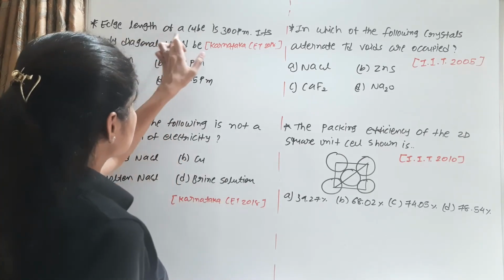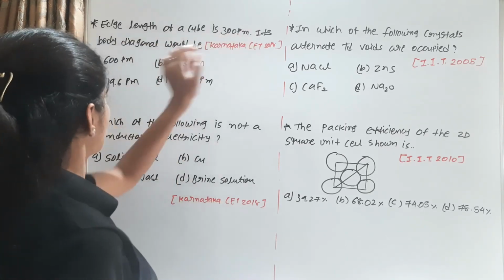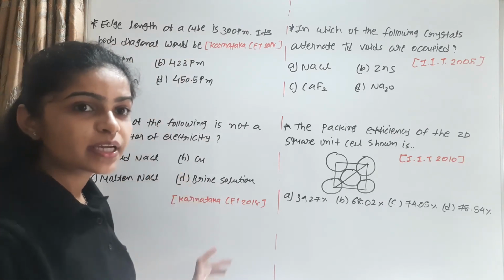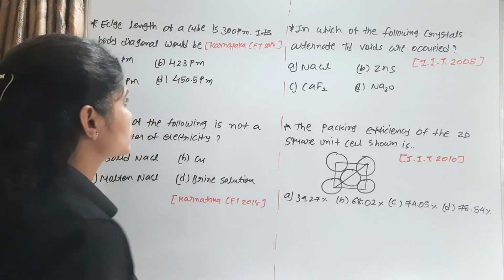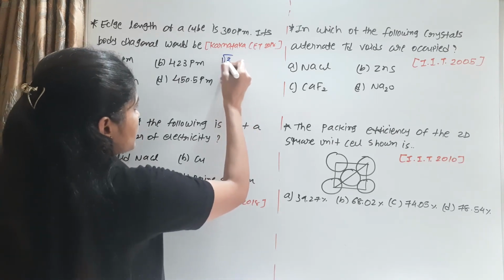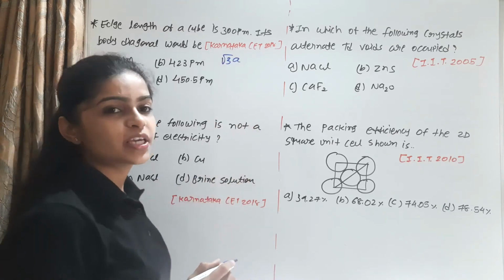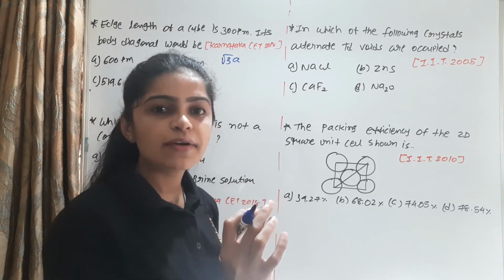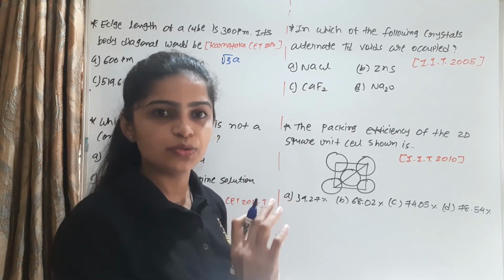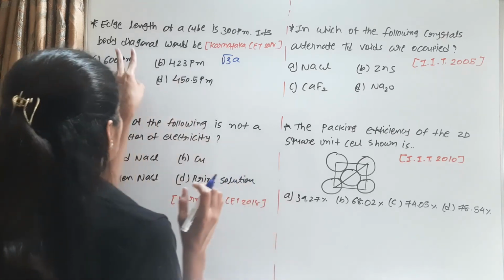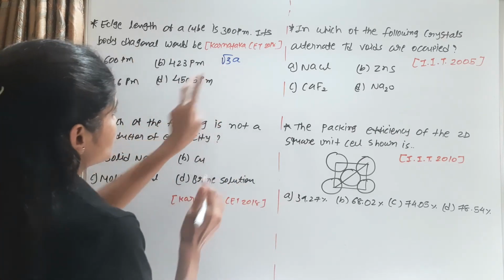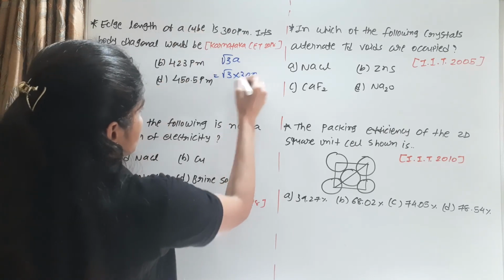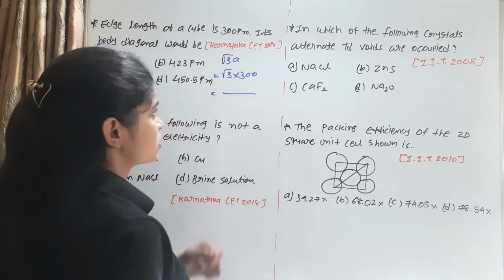Next, as the edge length of a cube is 300 picometer, what would its body diagonal be? We know that the body diagonal is equal to root 3 a. Half of the body diagonal is equal to root 3 a by 2, so the full body diagonal distance is root 3 a. So root 3 multiplied by 300 gives the answer to this question.